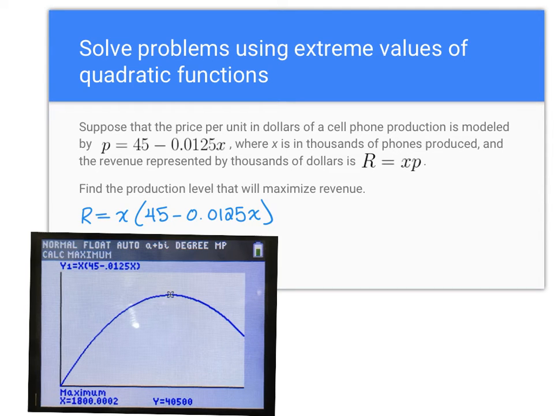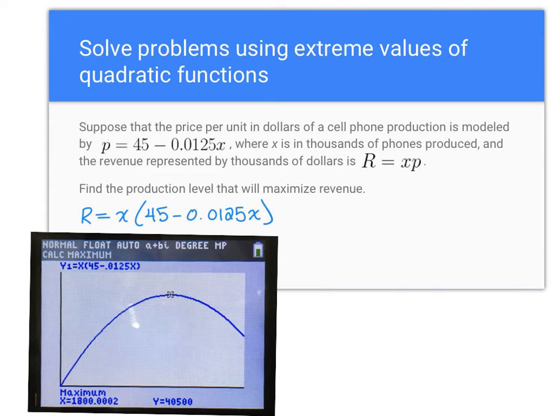So we've got this, right? We graphed this little guy, mess with the window enough, you find this parabola. The maximum is at 1,840,500. So again, we're just at the interpretation step. What do these numbers mean? What are they asking for? They're asking for the production level that will maximize revenue.